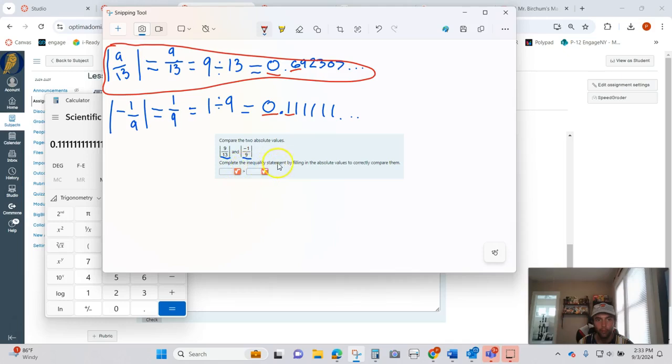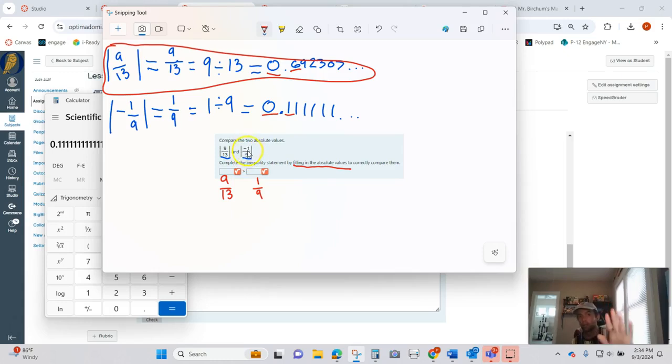I complete the inequality statement by filling in the absolute values to correctly compare them. So I will click on these red buttons to type in my fractions, and then I believe, since the bigger number is 9/13, I will type 9/13 on the left, so the alligator mouth eats 9/13 because it is the bigger one. And then over here, I will type 1/9. And I'm pretty sure I type positive 1/9 here because I'm filling in the absolute values. And 1/9 is the absolute value of negative 1/9.